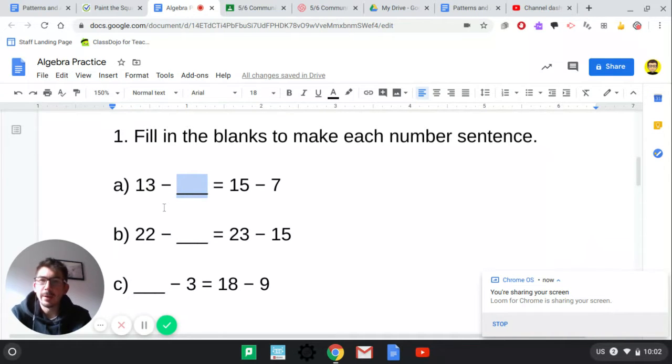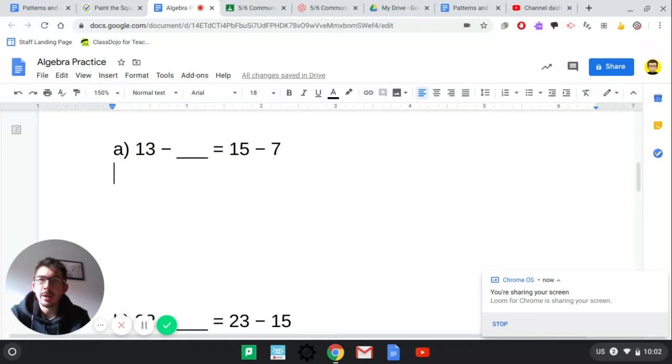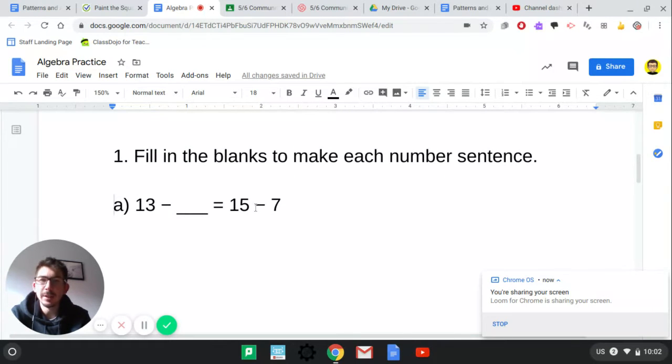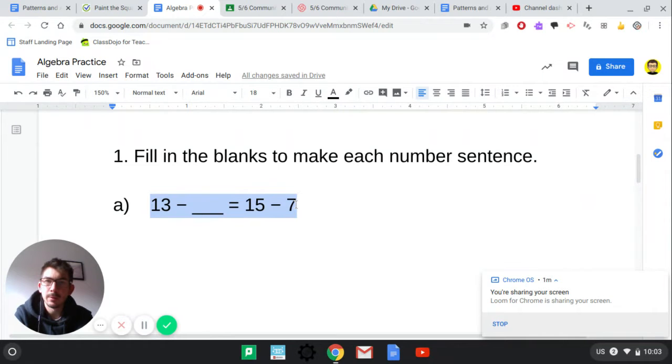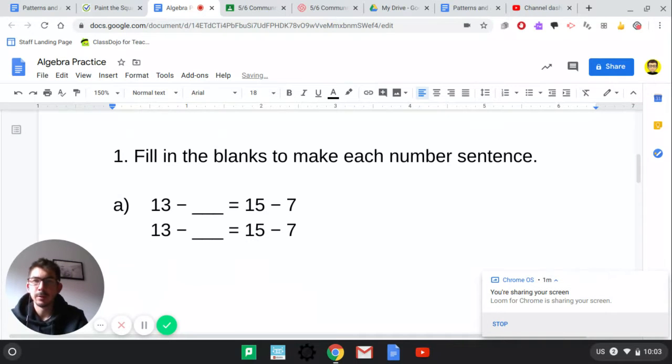Okay. So we have, pop it on its own, 13 minus something equals 15 minus 7. All right. Again, we're going to use what we already know, and we're going to calculate one side of the equation. We're going to go ahead and do this side first. 15 take away 7. I could use the number square to do that calculation, but I know myself that 15 take away 7 is 8. So my next line, 15 take away 7 equals 8.